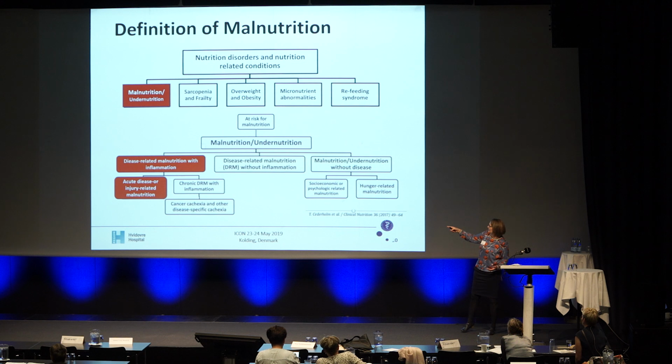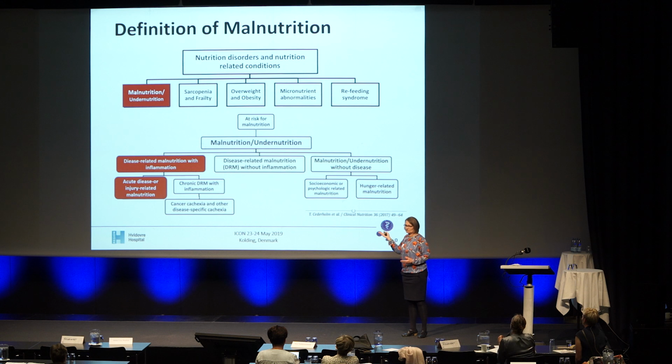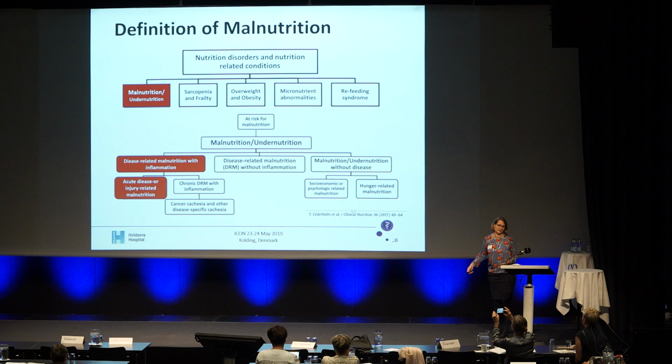And in here, under the first red, you could see acute disease or injury-related malnutrition. That could be, for example, hip fracture, but it also is the patient with lower extremity amputation, because they could also be chronic, so they should fit both of the boxes.